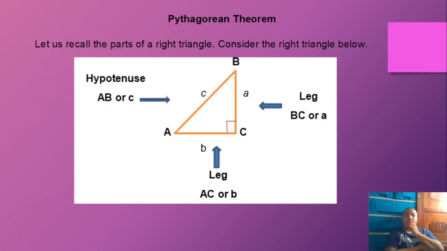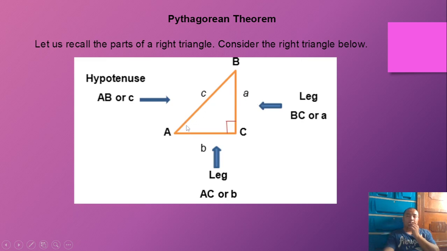Let us recall the different parts of a right triangle. Let us consider the right triangle below. We have here triangle ABC. This is the conventional way of labeling a triangle. The right angle is named as angle C, capital C, and the two acute angles are named as angle A and angle B, capital A, B. Capital letters are for angles, and for the sides, the opposite of angle C is the small letter c, which is called the hypotenuse. Side AB or c.